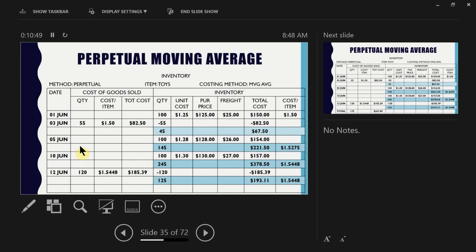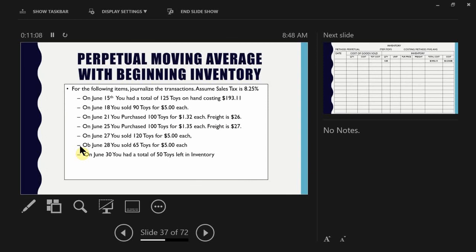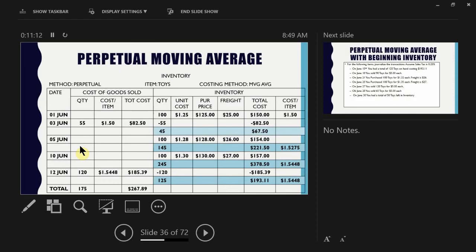So in this case, good. We have 125 and it's going to be at 193.11, which is going to give you $1.5448. Okay. And then of course, we're going to total our total. So here we have 125 in total. All right. And that is it for that one.